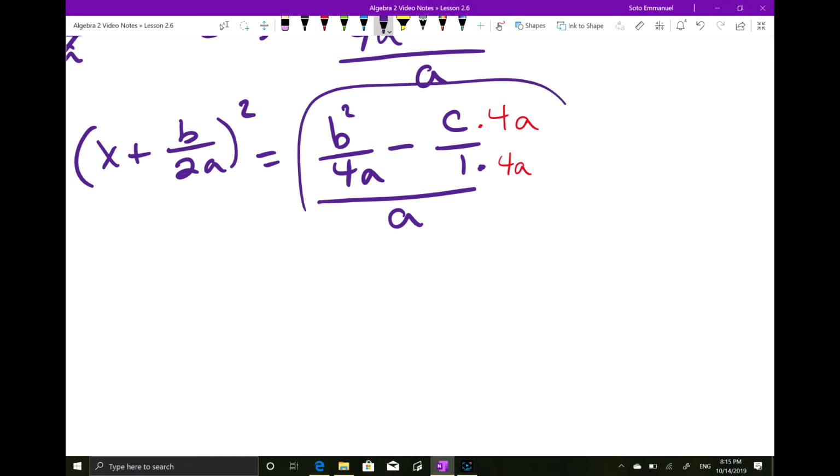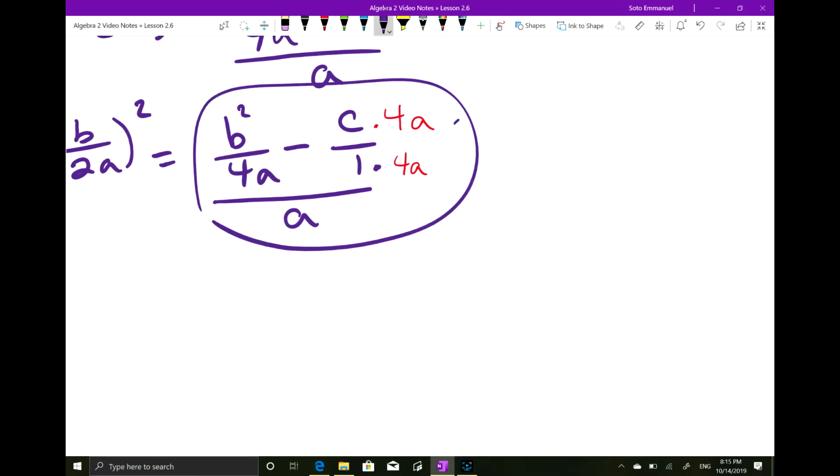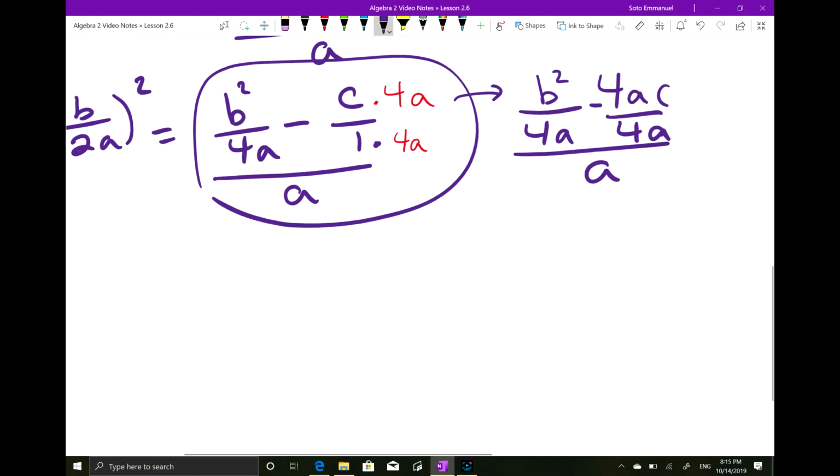I'm just focusing on this part right now. I'm not doing anything else, okay? So now we have b² minus 4ac over 4a, and then this is over 4a. So 1 times 4a is 4a, c times 4a is 4ac. And then I have this all over a, right? Now this fraction I can combine under a common denominator. So I'm going to subtract the numerators and then put it all under one denominator, 4a. There you go. So that fraction on the top is done.